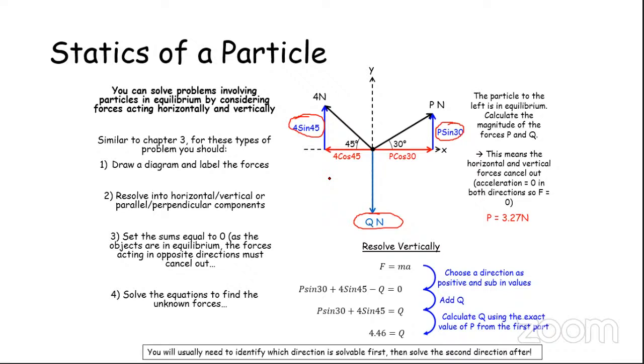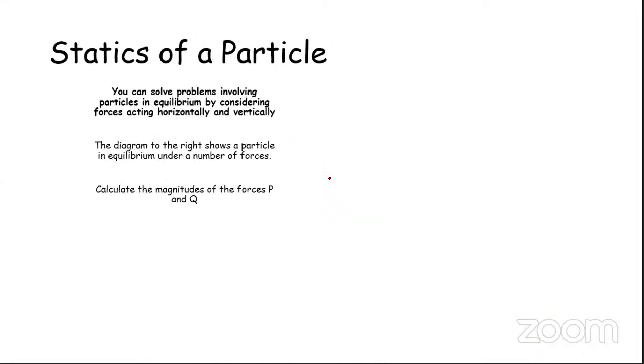So we are having a small note here that you will usually need to identify which direction is solvable first. And then you substitute in the other one, like what we have done. So this is one of the examples. So we can proceed to another example.